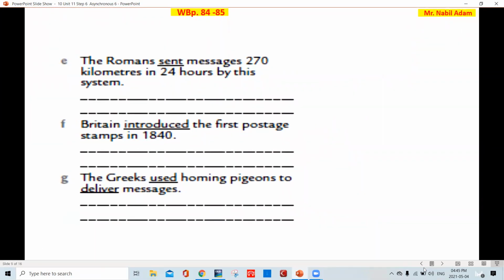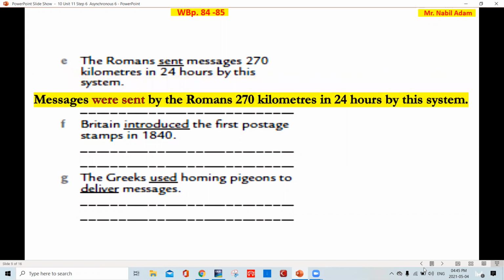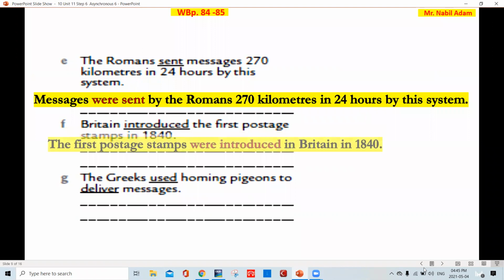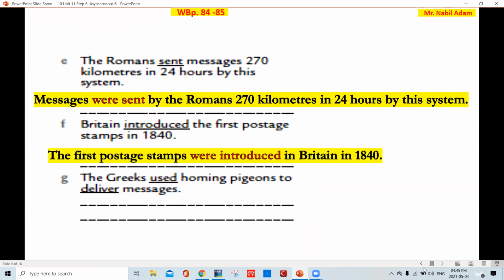The Romans sent messages 270 kilometers in 24 hours by this system. Begin with messages. Messages were sent by the Romans 270 kilometers in 24 hours by this system. Britain introduced the first postage stamps in 1840. Begin with the first postage stamps, plural. So we use were introduced in 1840 in Britain. In Britain in 1840. It's better to use the place before the time.